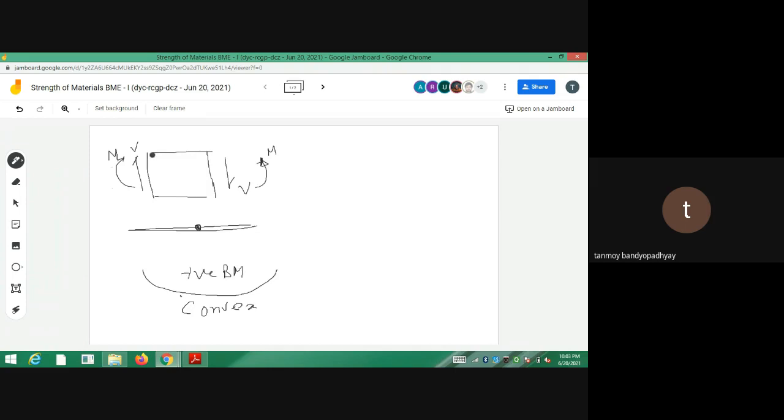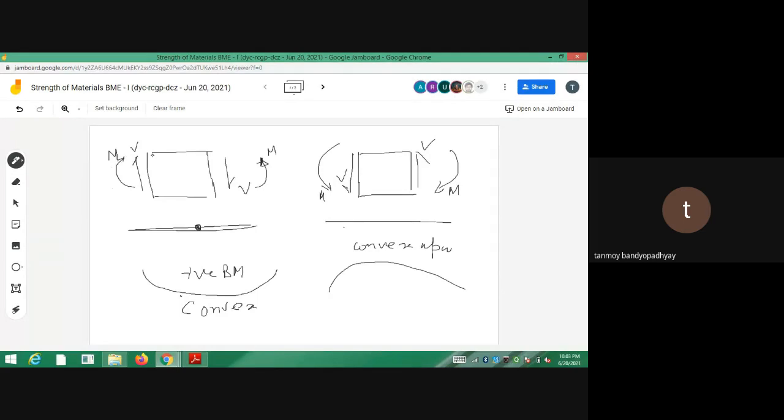And similarly, when the element is something like this, this one is the negative set. Whenever the shear forces are something like this and the moments are like this, initially it was this, so it will bend something like this. So you have convex upwards. In this case I will call it a negative bending moment. This is known as a negative bending moment or a hogging moment. Sometimes they call it hogging BM, and this is the sagging moment.